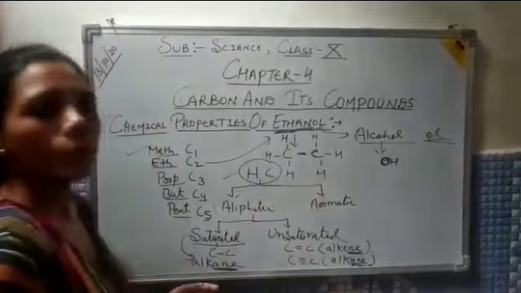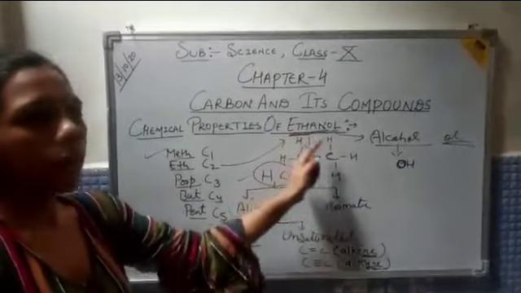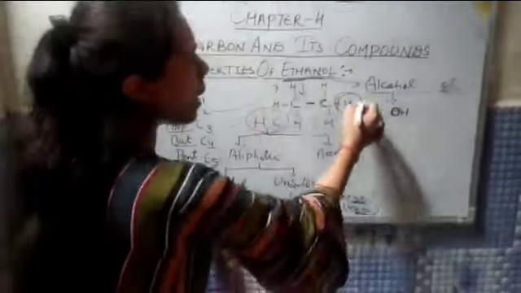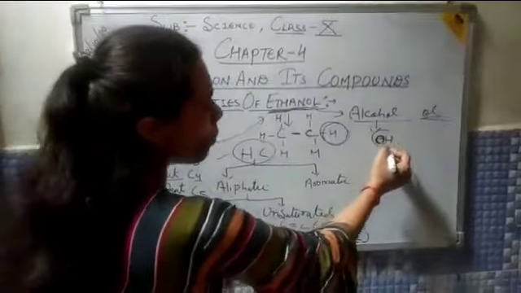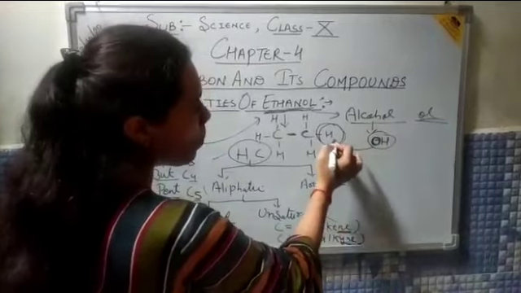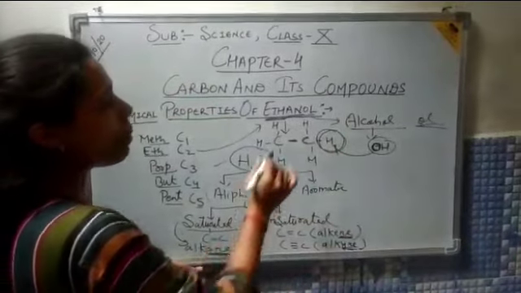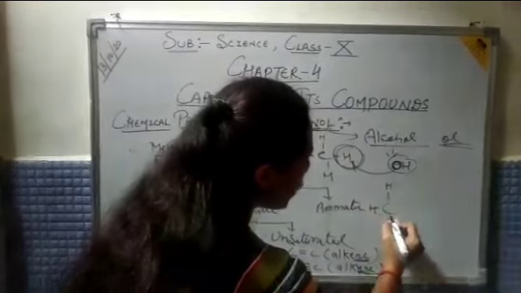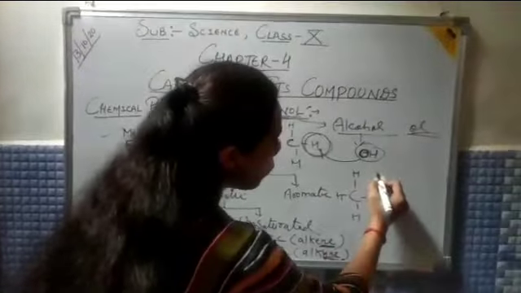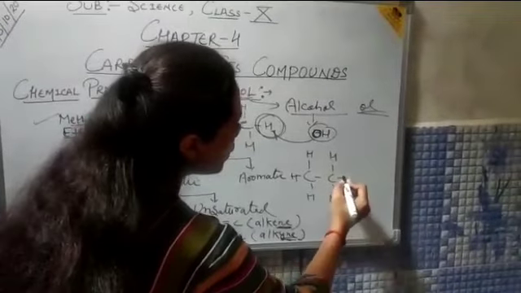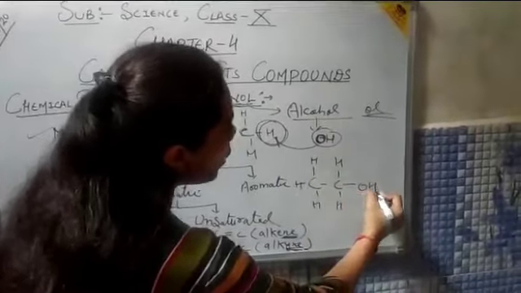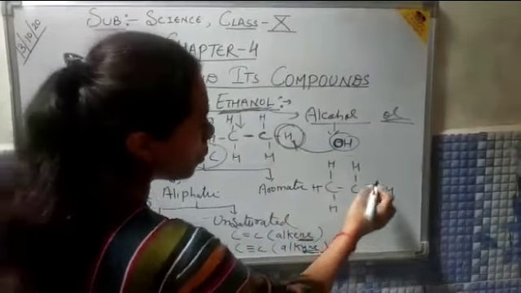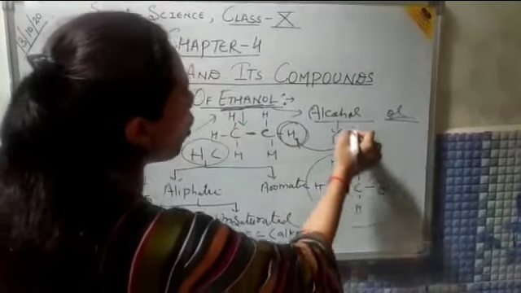It completed its 4 valency with hydrogen. Now, if I replace one hydrogen with an alcohol group, if in place of this hydrogen I put an alcohol group, then it becomes ethanol. We have taken H, and if I substitute and replace this H with the OH functional group, this is called ethanol.